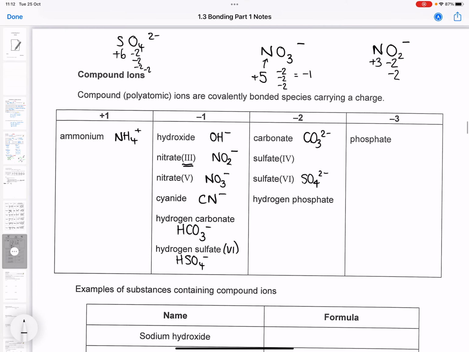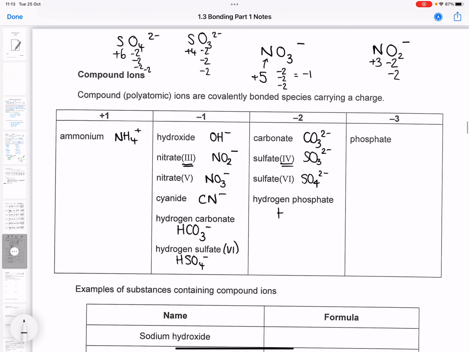But what if we had this other one, sulfate(IV)? This time the sulfur was plus 4. How many oxygens would we need to take away to get to minus 2? If I take away 1 oxygen, I've got to plus 2. If I take away 2 oxygens, 4 take away 4 is 0. So I have to take away 3 oxygens before I get to minus 2.